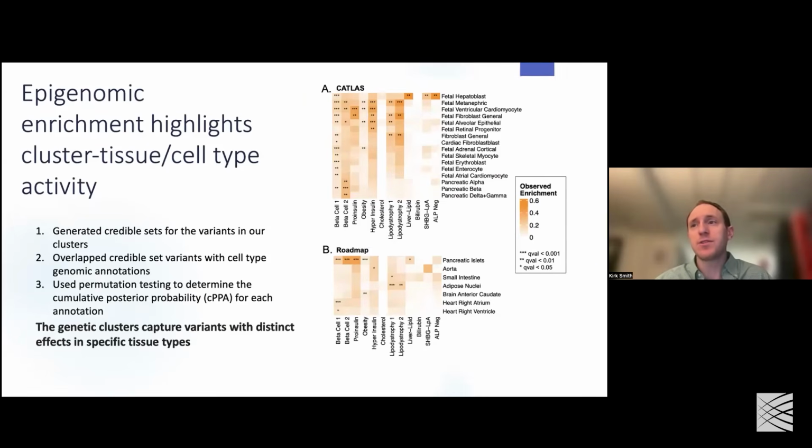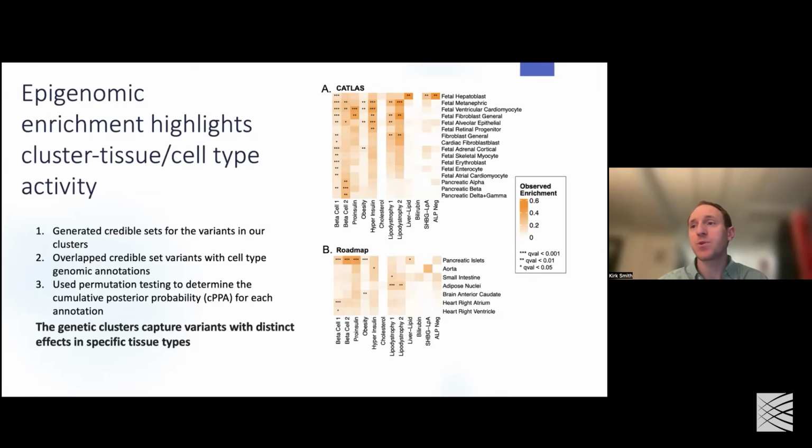So it's also of interest to determine which tissues and cell types the clusters are active in. To do this, in our recent paper published in 2024, we created credible sets for the variants in our clusters, and we then overlapped the credible set variants with cell type and tissue type genomic annotations. This was done in these two epigenomic data sets, CATLAS and Roadmap. And then finally, we used permutation testing to determine the cumulative posterior probability for each annotation. The results you see on the right show the significant tissues and cell types for each cluster.